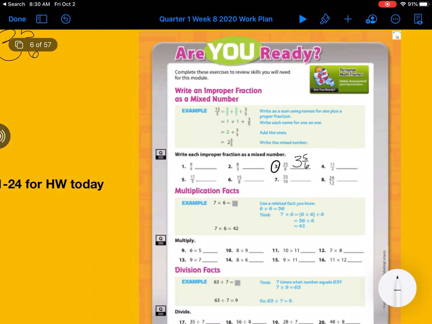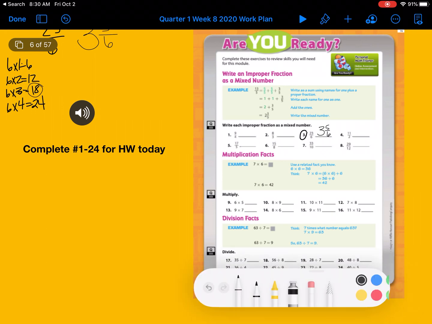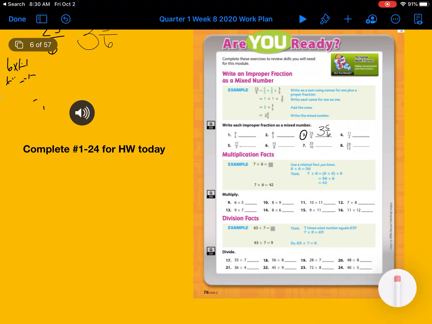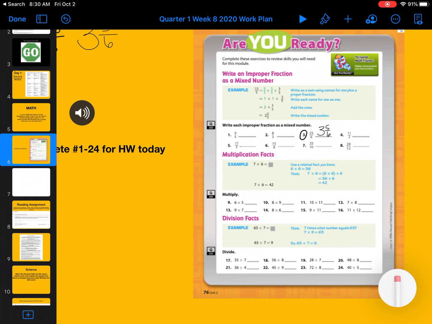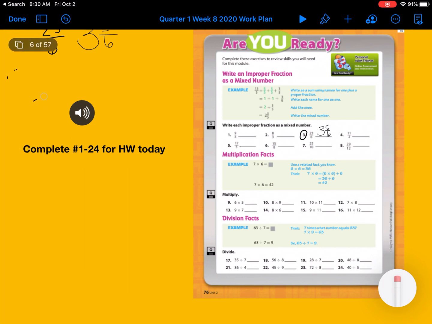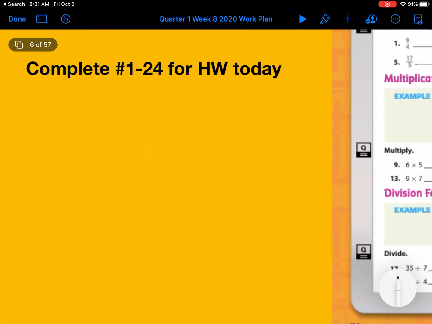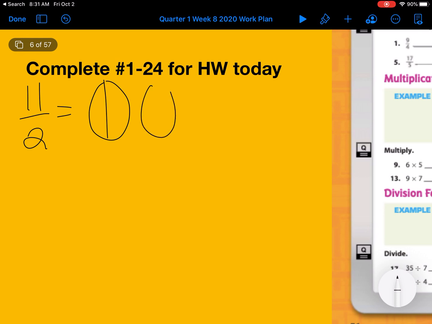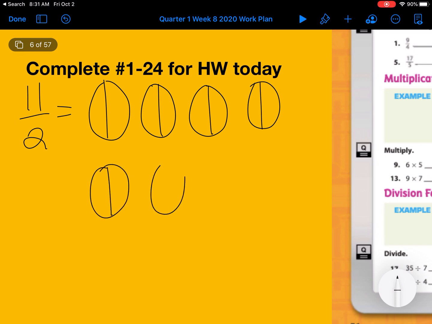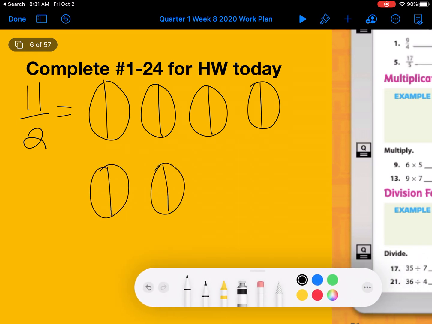For number 4, we have 11 halves. Let me erase my work. 11 halves means you have 11 parts and 2 parts make a whole. So if I draw 11 halves, that would equal, see, that's one whole. There's 2 parts. So 2, 4, 6, 8, 10, 12. And I'm like, wait a second.